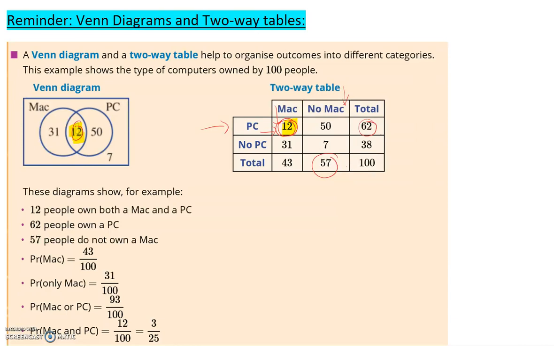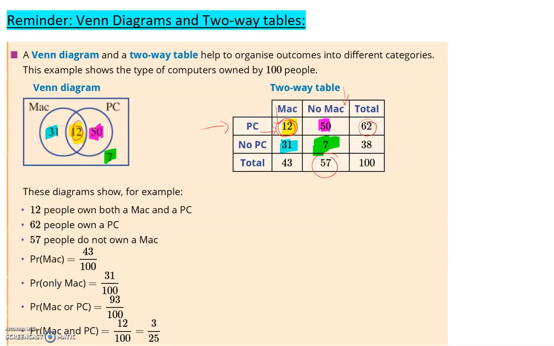So it's very important to note where some of this information is. People who own no Mac and no PC, 7 of them. Actually, I should use a different color. 7 of them, and this 7, you see, is outside our two circles in the Venn diagram, but within the set. Again, the other things to take note of are the totals. People who own a Mac but no PC is 31, so 31 is over there, and people who own a PC but no Mac is 50, which is over there.